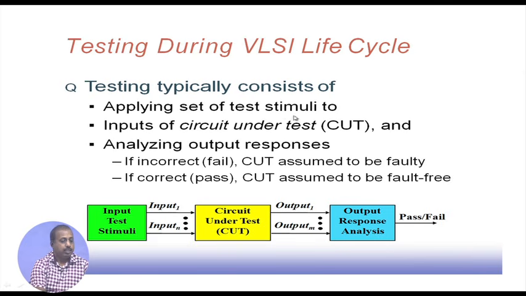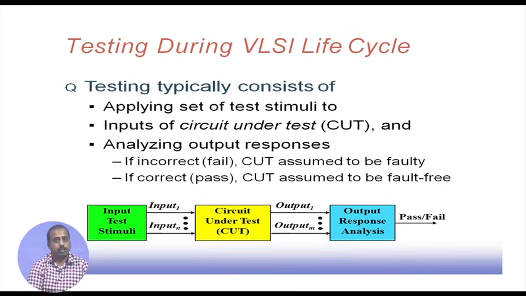These stimuli are input to the circuit under test, and the output responses are analyzed. The response is produced here, and this response analysis has to be done. If incorrect, then the CUT will be assumed to be faulty. If it is correct, then the CUT is assumed to be fault free. Now there may be several catches in it. Say I apply 100 test stimuli, and all these 100 test stimuli pass. The circuit produces the correct desired output for all of them. Does it mean that my circuit is absolutely correct, that there is no problem with the circuit? That cannot be guaranteed.